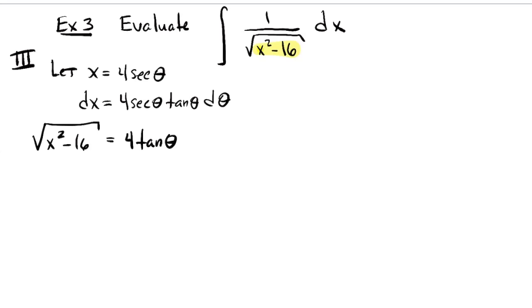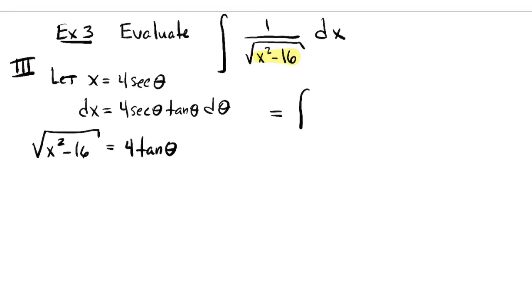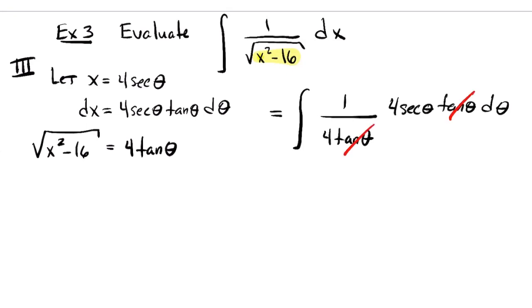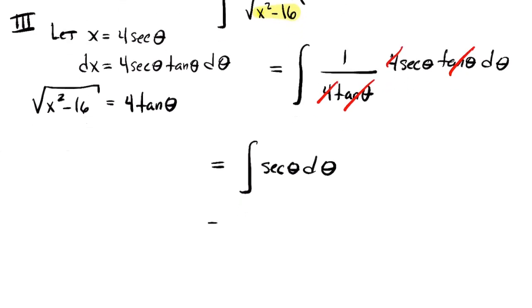Now let me come over here and start replacing my pieces. Well, 1 is 1, the square root term gets replaced with 4 times the tangent of theta, and dx gets replaced with 4 times the secant of theta times the tangent of theta d theta. Switch to my cancellation color. Tangents cancel, 4's cancel. It's nice. So what we really have is just the integral of secant theta d theta. From section 7.2, we talked about the integral of secant. It's the natural log of the absolute value of secant plus tangent.